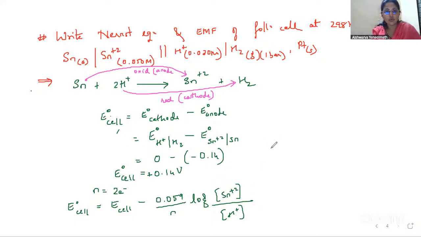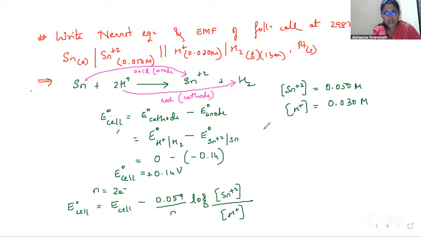Okay. So what is given here? Sn plus 2 concentration is given. How much is it? 0.050 molarity. And what is the concentration of H plus? Concentration of H plus is 0.030 molarity. Substitute all the values.